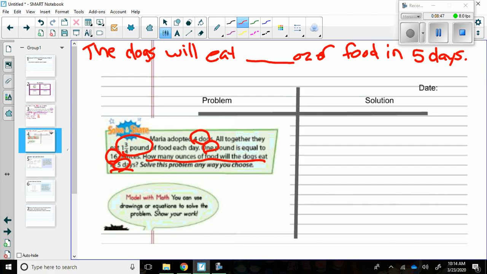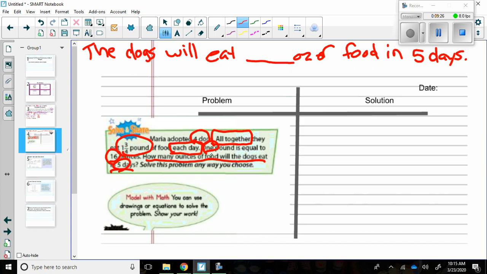Next, we need to box the keywords. Maria adopted 4 dogs. All together, they eat 1 3/4 pounds. I think all together is a really important word to box because it's not saying that each dog ate 1 3/4 pounds. It's saying that all 4 of them together ate 1 3/4 pounds of dog food. I think it's also important that we note that they eat that 1 3/4 pounds each day.